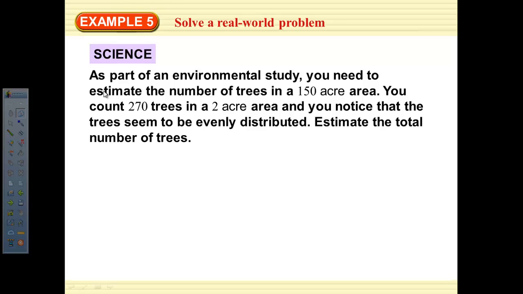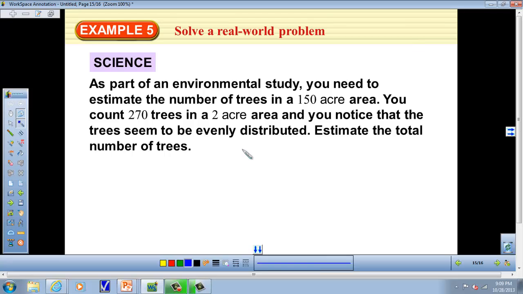We're again looking at how to use, this time, proportions to solve a real-world problem. In this case, we're doing an environmental study. We need to estimate the number of trees in a 150-acre area. We count 270 trees in a 2-acre area, and notice that the trees seem to be evenly distributed. So we want to know the total number of trees in the 150-acre area.